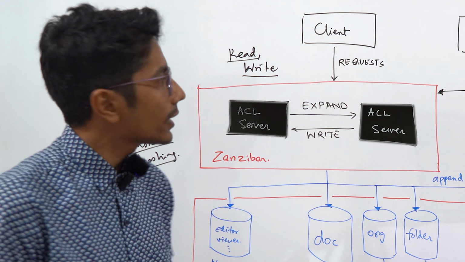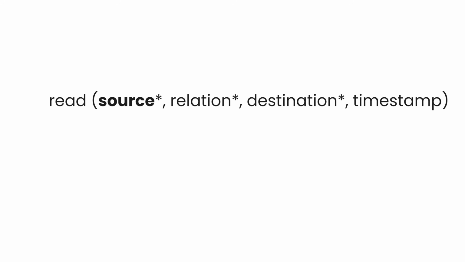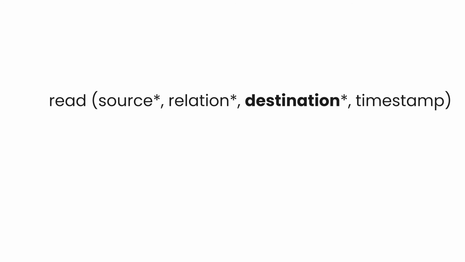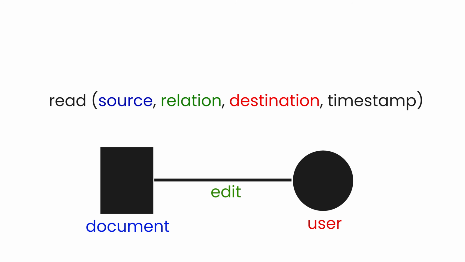What are these APIs like? Let's look at the read operation first. You have a source, a relation, a destination, and a timestamp that's possible to pass in the read API. You see there are stars around source, relation, and destination, which means that they're optional. So if you pass all of them, then you're going to get whether this relation exists or not in Zanzibar. For example, does a user have edit access to a document? If Zanzibar finds this relation, it will say true, otherwise false.